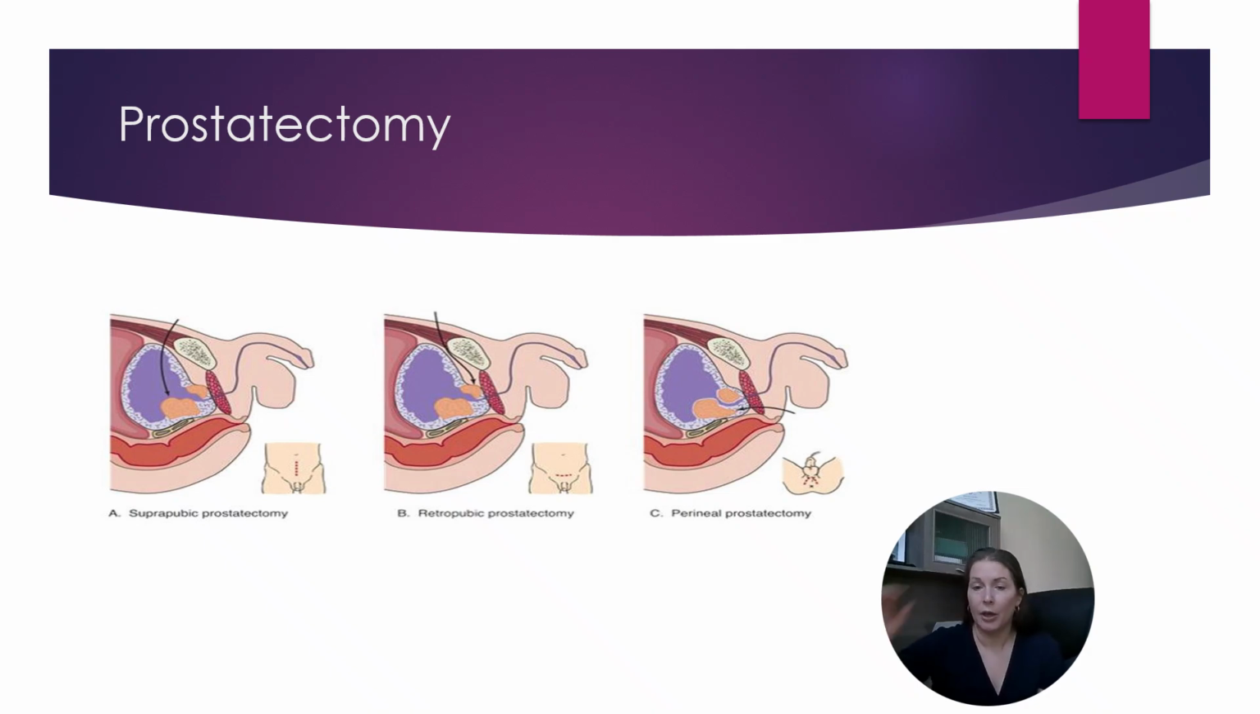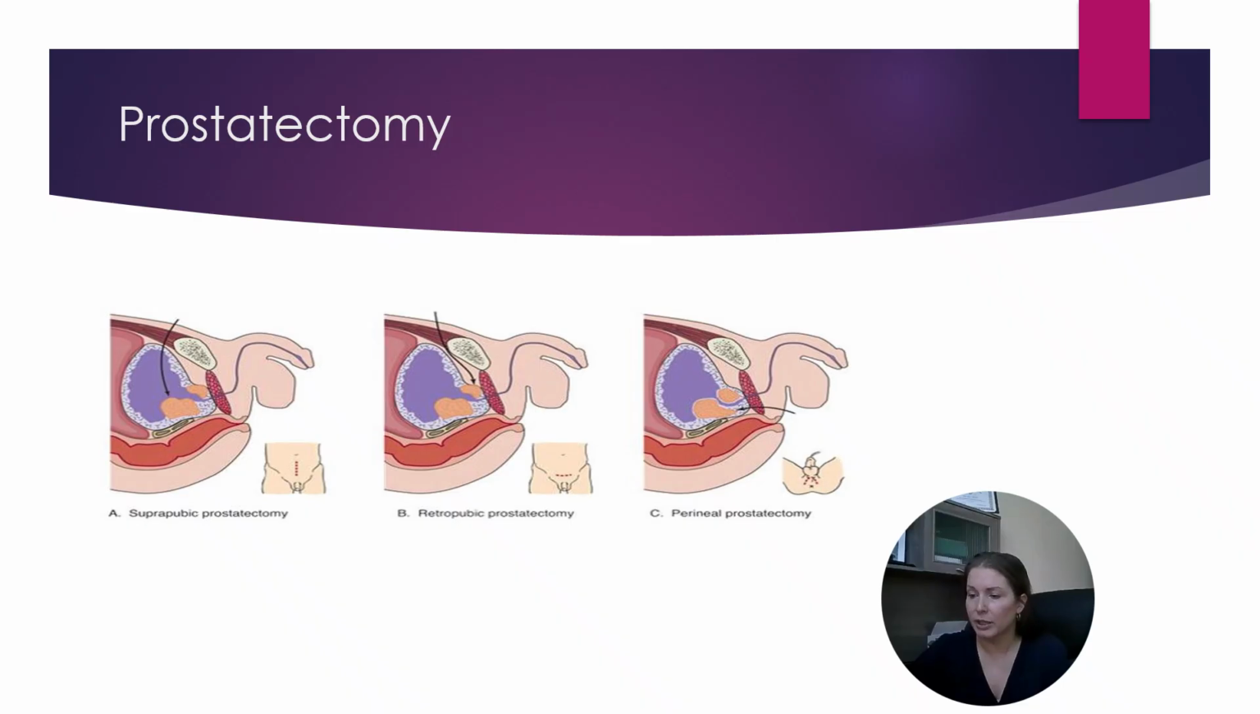Okay, so if the other approaches are not appropriate, or anatomy makes it impossible, they'll use this approach, but there is a higher risk of damaging the nerve. So you run the higher risk of having incontinence and then erectile dysfunction after.